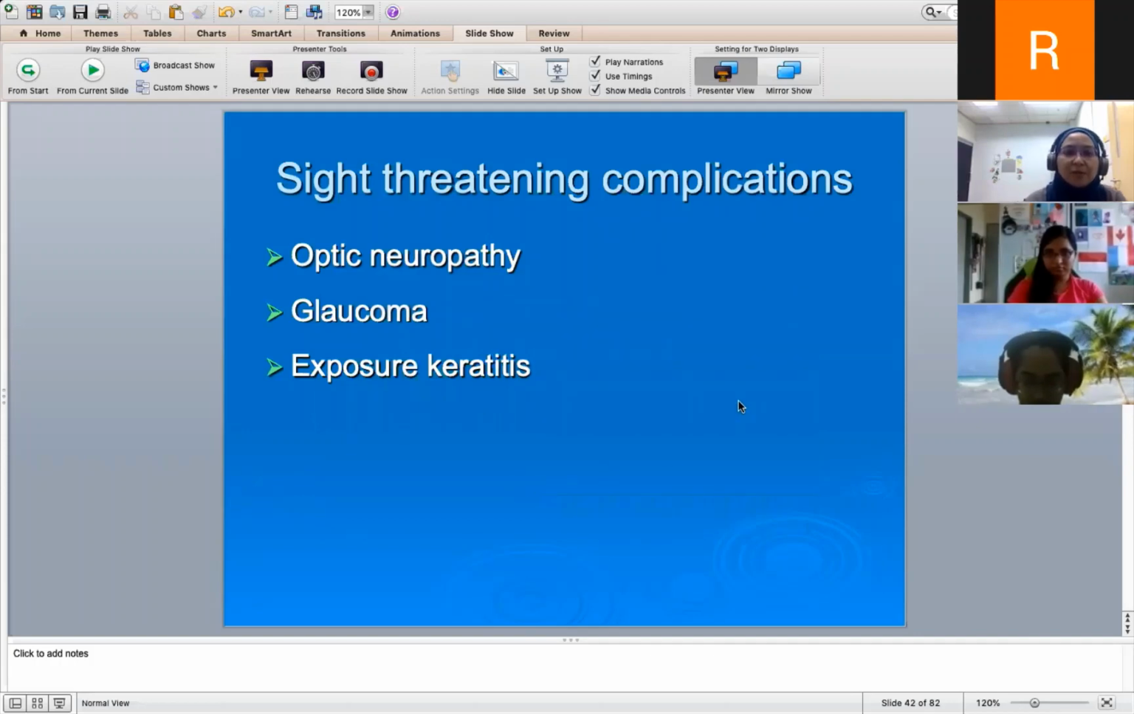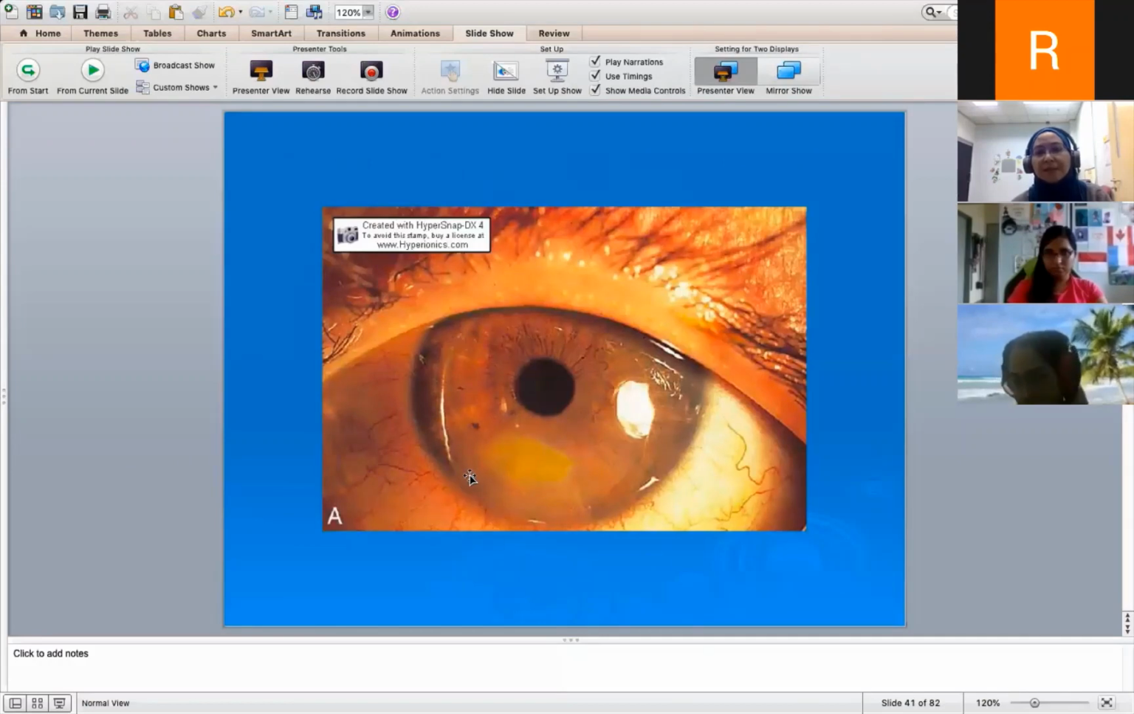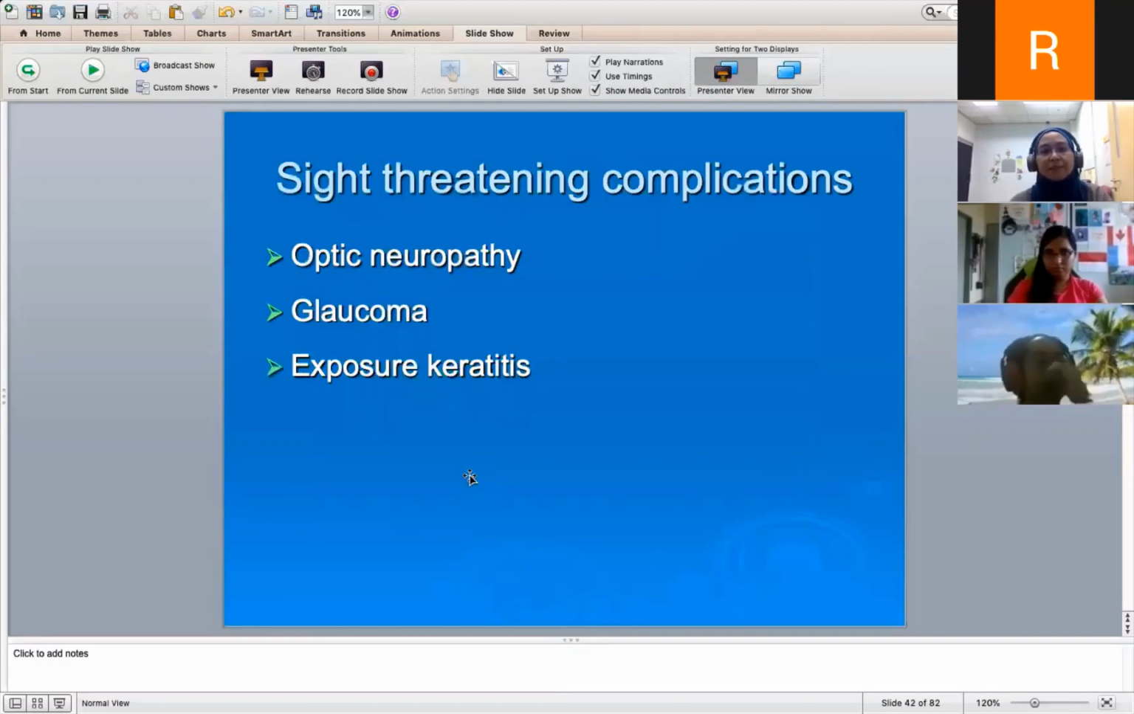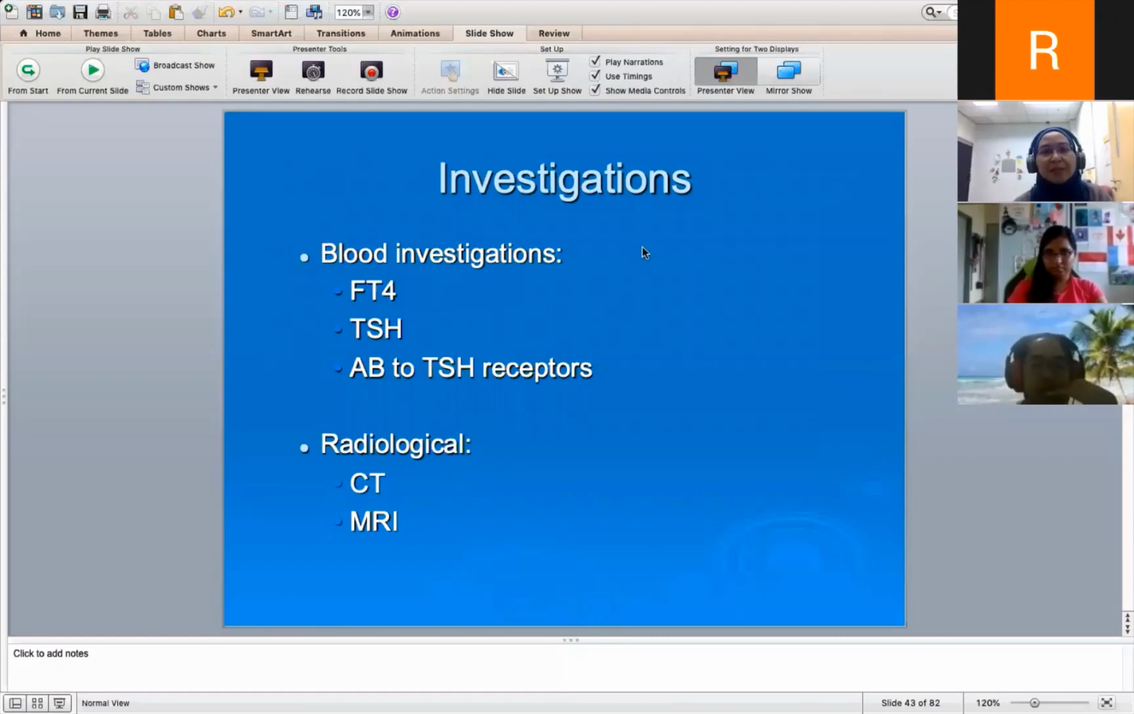How can thyroid eye disease cause blindness? Number one, it can affect the optic nerve. Number two, because it compresses on the eye, it can cause high intraocular pressure. And number three, it causes exposure keratitis. Exposure keratitis just means an ulcer, same meaning. Now, blood investigations are mainly systemic blood investigations, either your thyroid function test and also your CT scan or MRI.